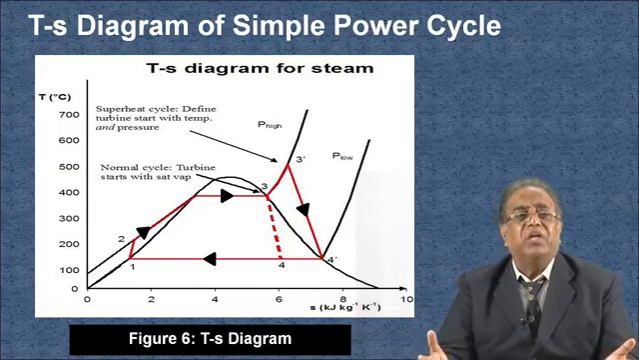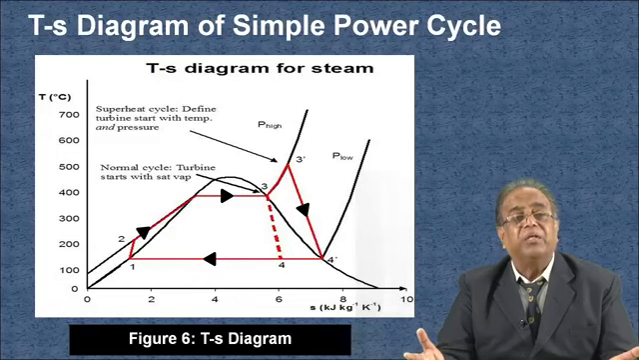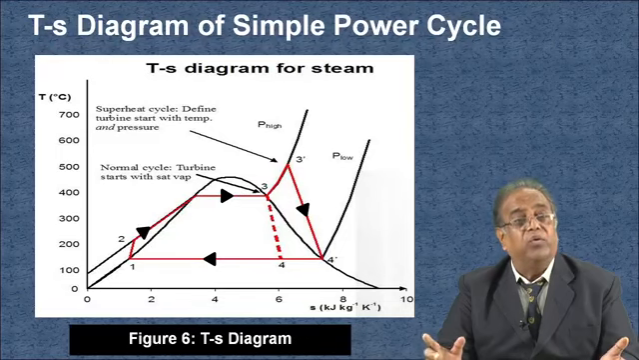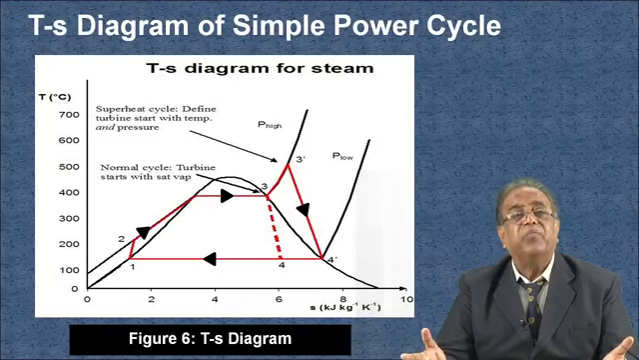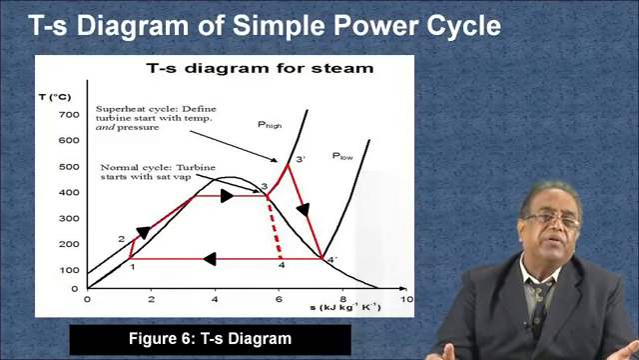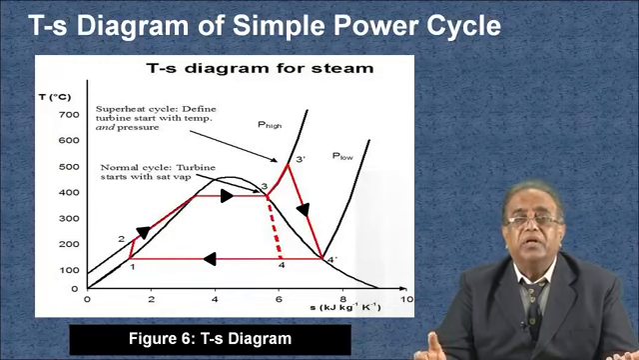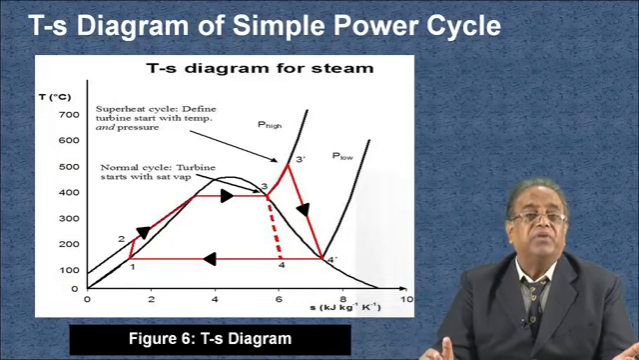But if the steam enters the turbine in a superheated condition, that is the superheat cycle, where the turbine starts with temperature and pressure at a superheated stage, that is depicted in this figure at point 3 dashed. So if superheated steam is entering the turbine, then the cyclic process is 1, 2, 3, 3 dashed, 4 dashed, 1. The high pressure is depicted in the TS diagram, and the low pressure is also depicted. So this is the temperature-entropy diagram.